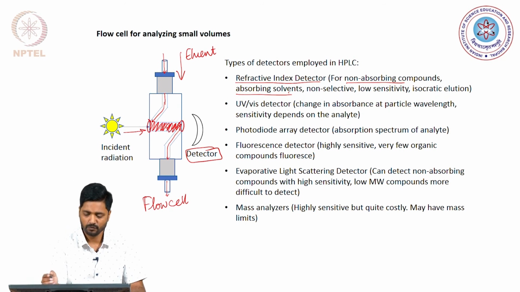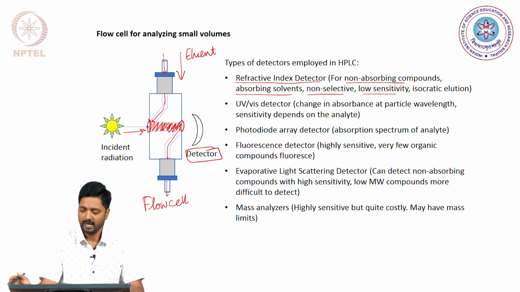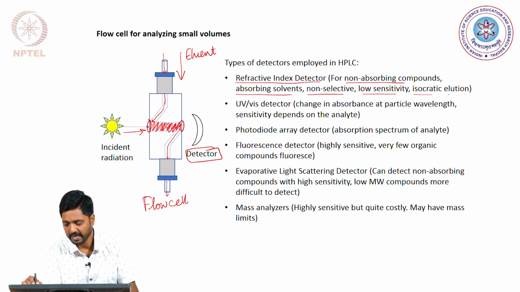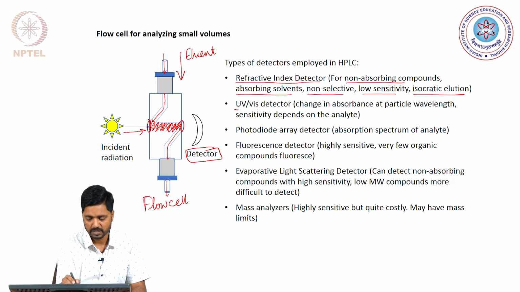It is of course non-selective, but is having two considerable drawbacks in terms that it has a low sensitivity. It can detect in micromolar ranges and requires an isocratic elution, as has already been mentioned. Now, the other detector which you saw in the system that I had was a UV vis detector.